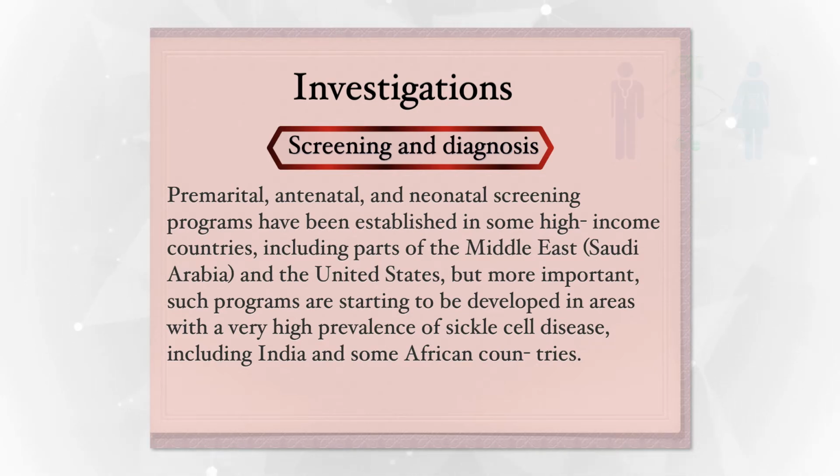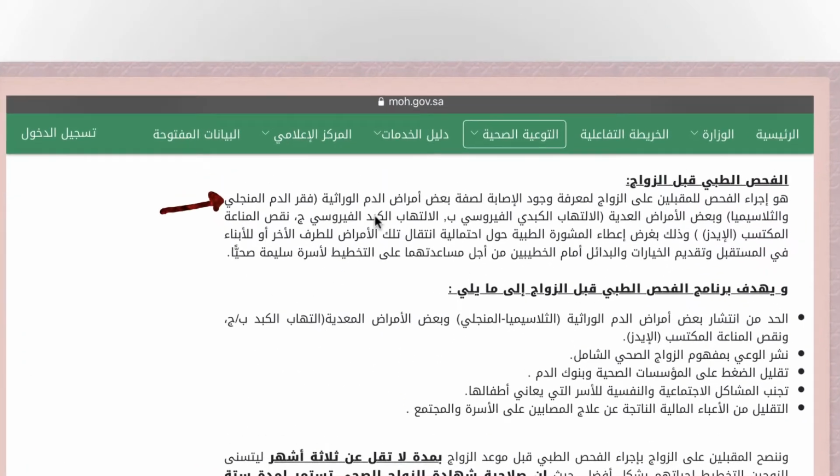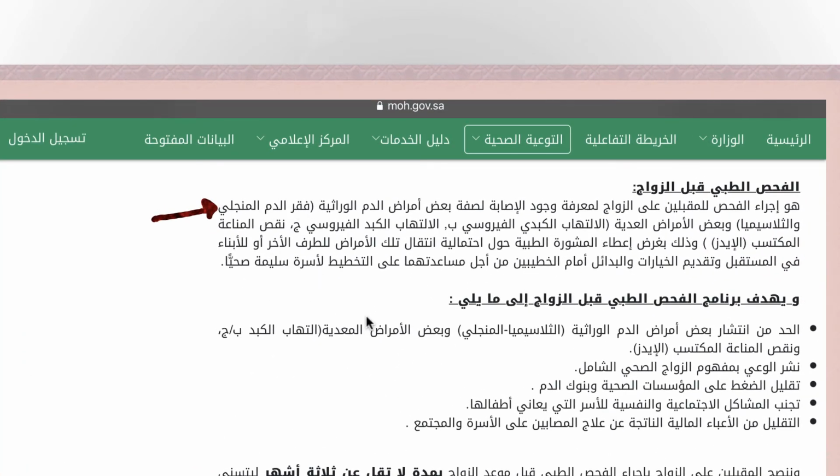Here's a snapshot of the MOH website, which will show you that sickle cell disease, in Arabic, فقر الدم المنجلي, is part of the premarital screening, which is mandatory.